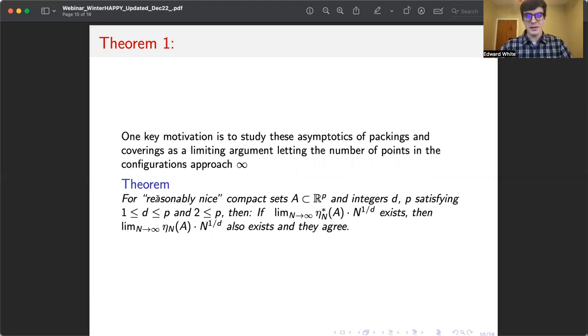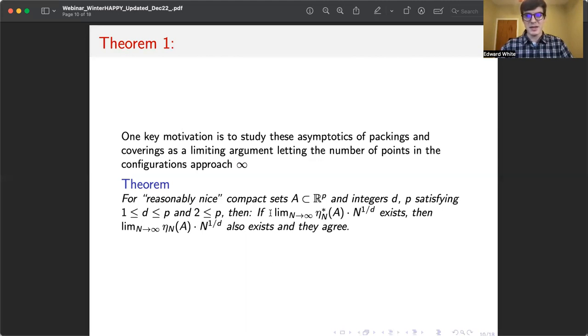So here's a somewhat layman's description of our theorem. Given a reasonably nice compact set A living in our ambient space R^P, and I'll wait till the end of the talk to give a slightly more descriptive answer for what reasonably nice means, and then for integers D and P, P being the integer describing our ambient space dimension, and D, which I'll get into in a little bit, satisfying the following: D and P both need to be at least 1, P needs to be at least 2, and D cannot be bigger than P.